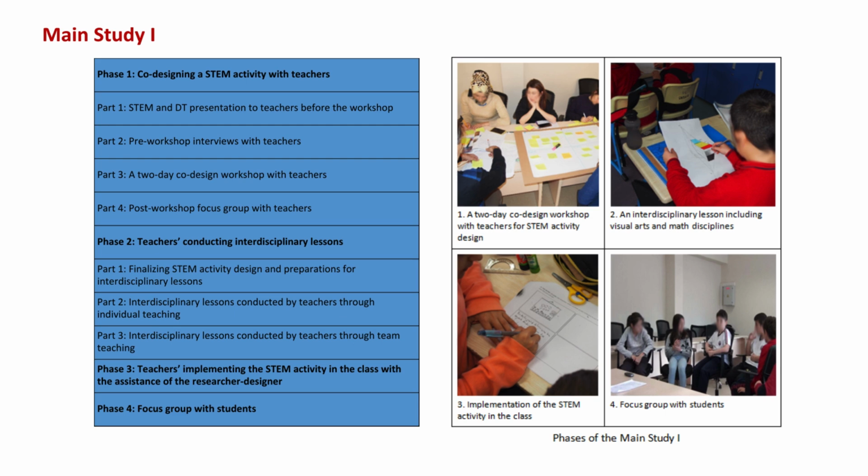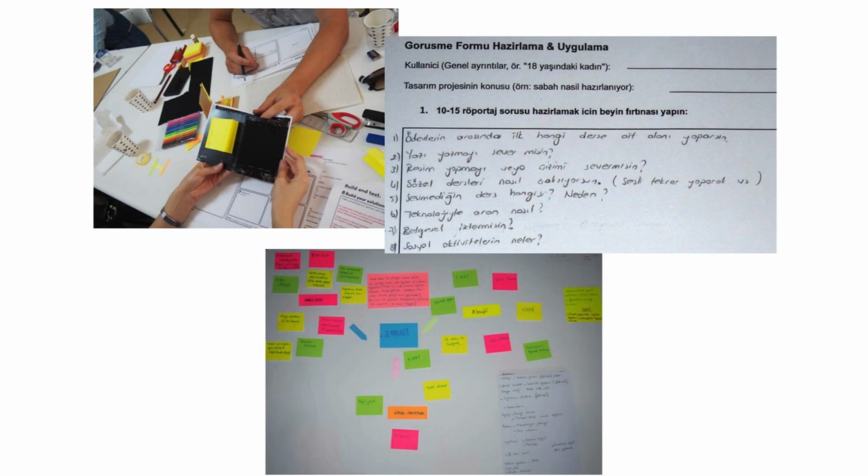Main Study 1 aimed at co-developing and implementing a STEM activity with 5th grade teachers. It was conducted in a private school in Turkey during the fall term of 2017-18, and involved 16 5th grade students and 5 5th grade teachers from mathematics, visual arts, social science, science, and English. This phase included co-designing the STEM activity with teachers conducting interdisciplinary lessons, implementing the STEM activity in class with research assistants, and conducting focus groups with students.